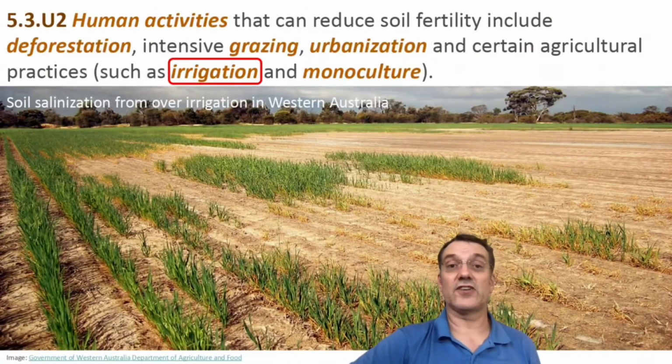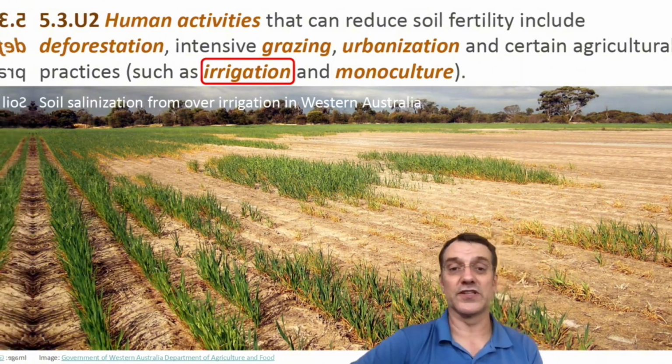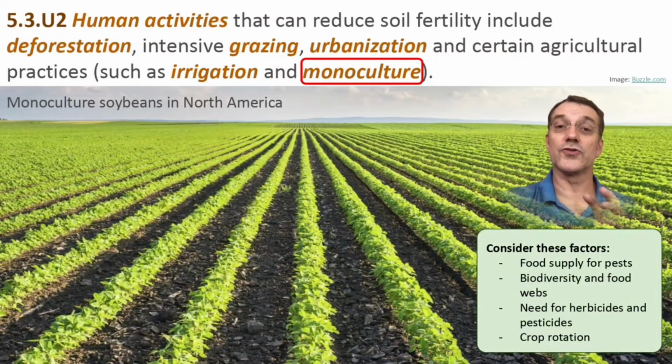Here we can see the effects of over-irrigation in Western Australia. This shows how improper irrigation practices can lead to soil salinization. And that's just one of the serious consequences of reduced soil fertility. When you look at this monoculture soybean field in North America, we need to consider several different factors.